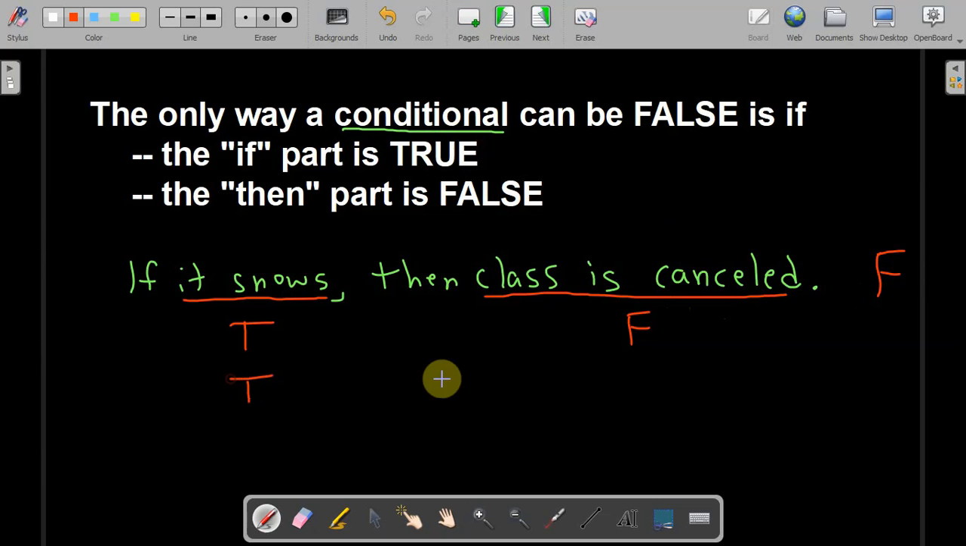If it does snow and class is canceled, so if both parts are true, then of course this sentence was correct.